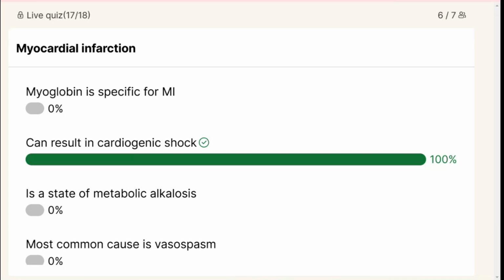And the most common cause is not vasospasm, it's thrombus. Usually there's an atherosclerotic plaque, and usually when the atherosclerotic plaque ruptures, it exposes the thrombogenic materials in the center of the plaque, which leads to thrombus formation and rapid occlusion of the arteries and myocardial infarction.